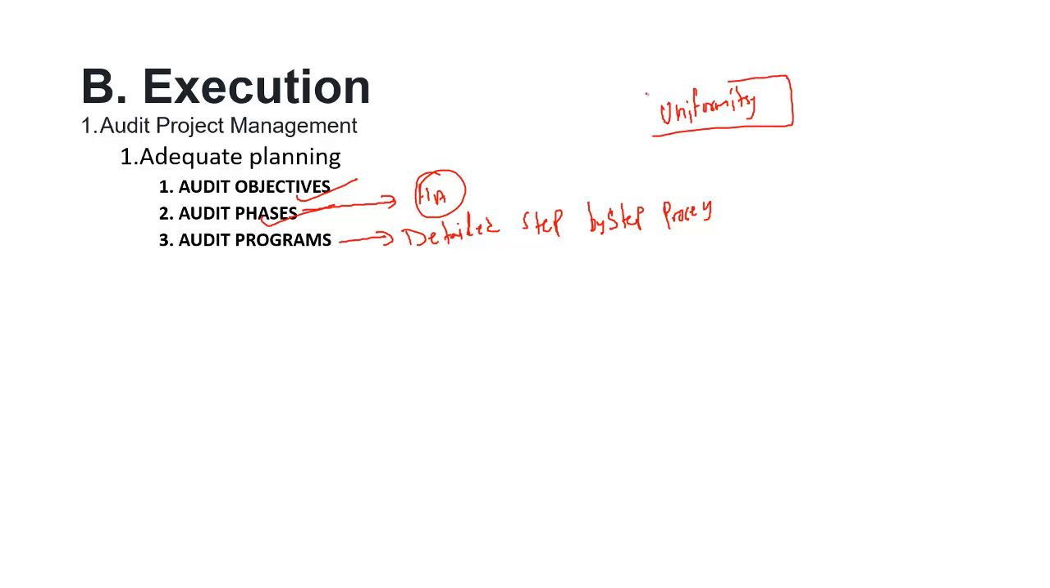When you're talking about uniformity, suppose this year I'm involved in the change management audit, and next year I'm involved in the patch management audit. Then a new auditor comes, and now he's going to audit the change management. So I want to bring uniformity. He will follow the common audit program where we have a step-by-step process.